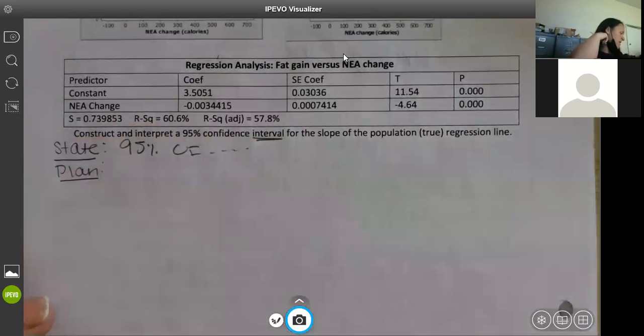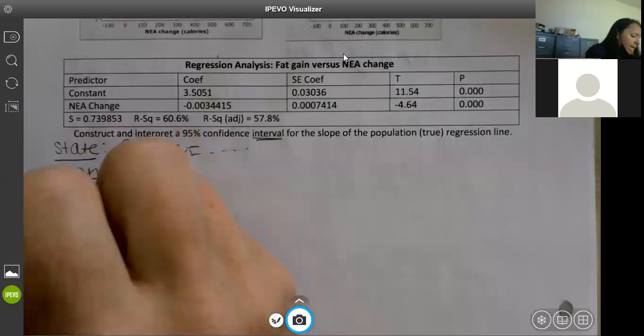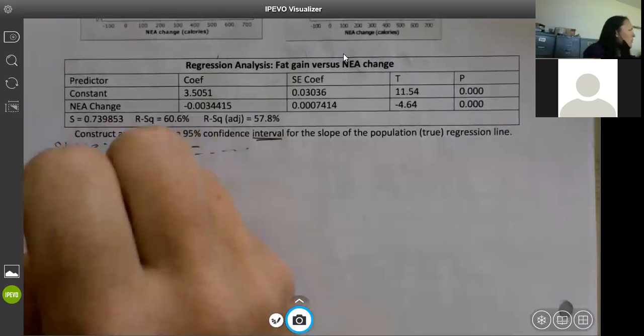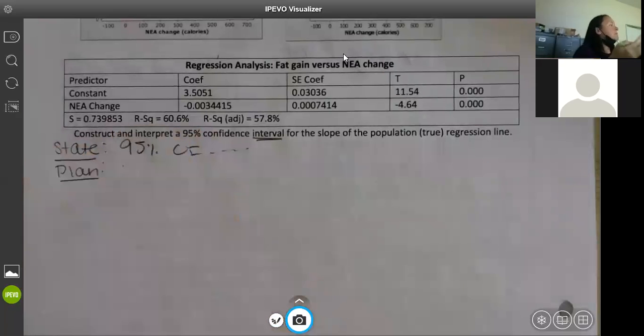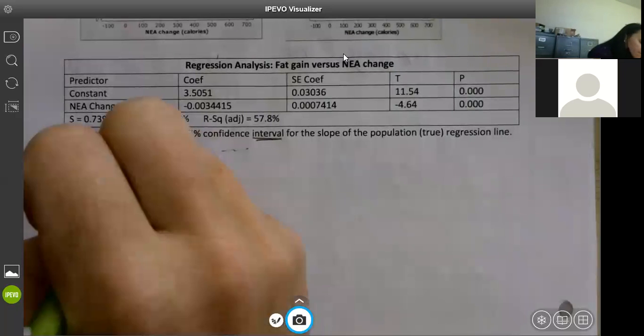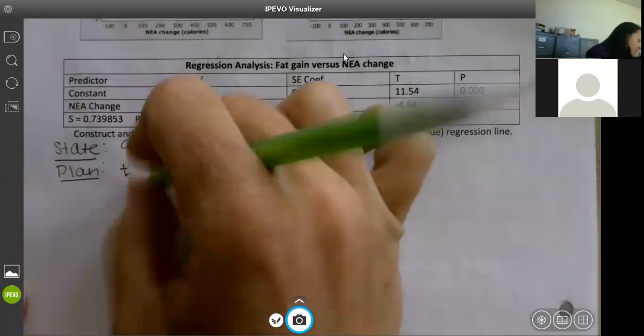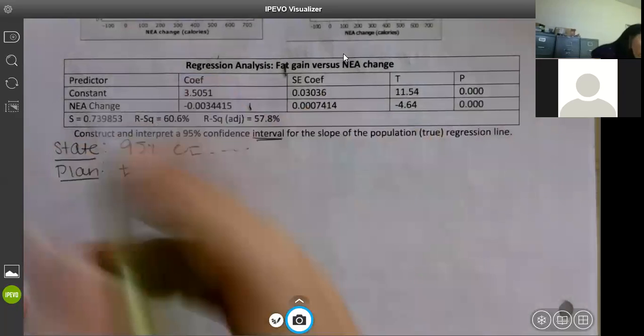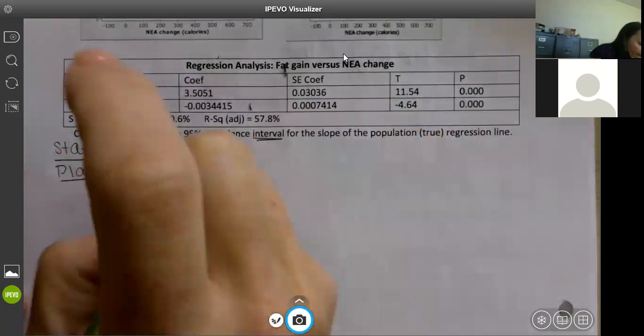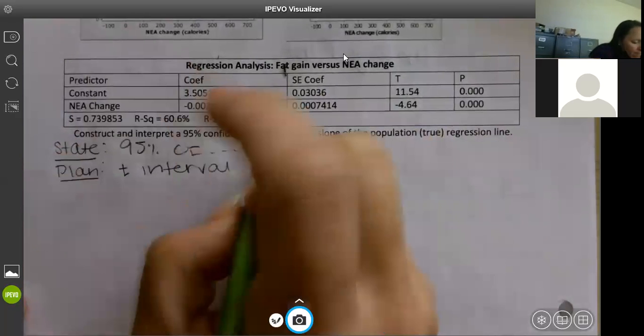What test are we doing? It's not necessarily a test, but what letter? We're doing a linear regression. A T. Okay, we'll start there. It's a T, not test, but a T what? Interval. And it's for slope.